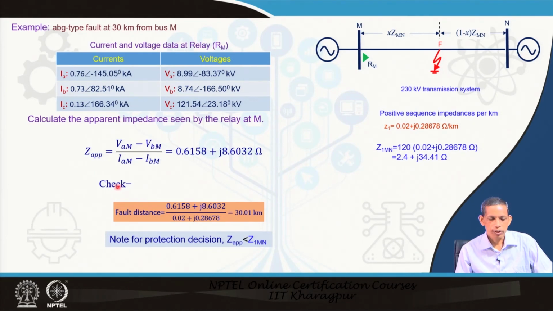So, we can check what the fault distance is here. This impedance divided by the per kilometer positive sequence impedance gives the distance of 30.01 kilometers. We created the fault at 30 kilometers and we found a similar distance. That means that Z apparent seen by the relay is correct, accurate. Furthermore, we see that this impedance Z apparent is smaller than Z1 Mn, which is 2.4 plus j 34.41 ohm. Therefore, the relay will find this fault inside the line and go for a trip decision.